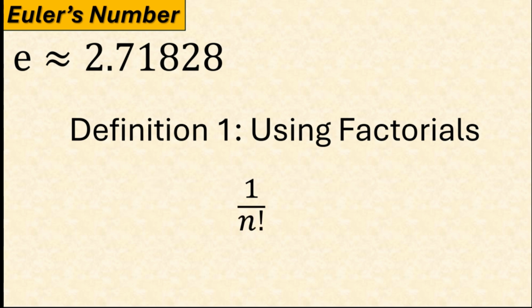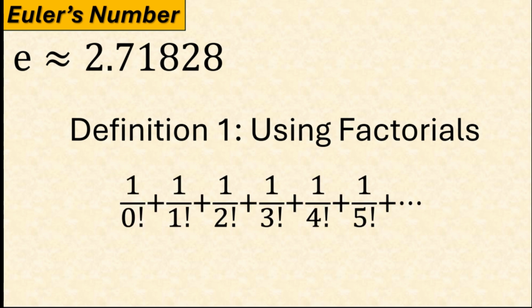In our definition of E, we're going to look at what happens when we evaluate 1 over n factorial for all positive counting numbers and 0, and then continuously add them together. The reciprocal of 0 factorial plus the reciprocal of 1 factorial plus the reciprocal of 2 factorial, and so on, actually gets closer to E the more terms we add. This may seem confusing, so allow me to explain.